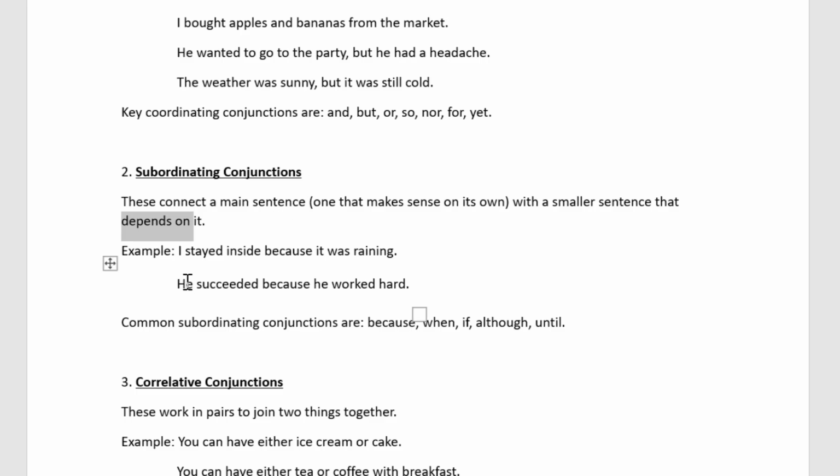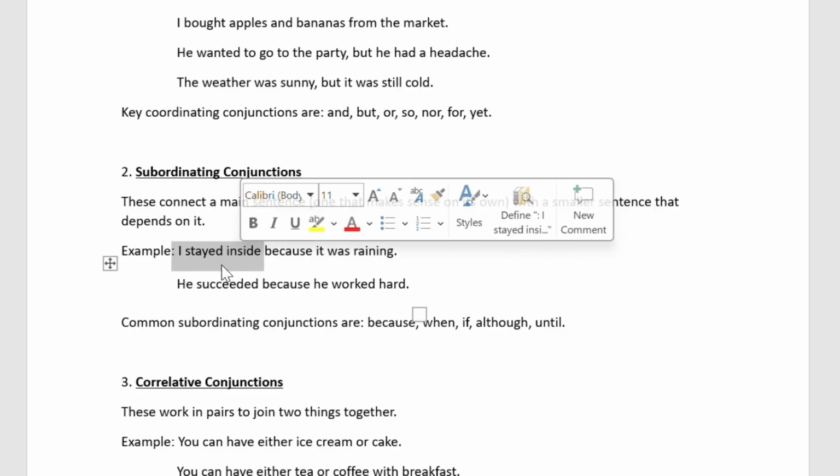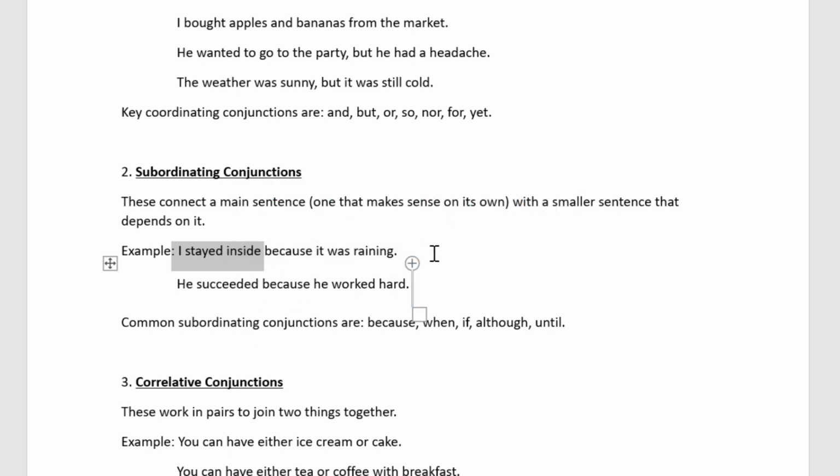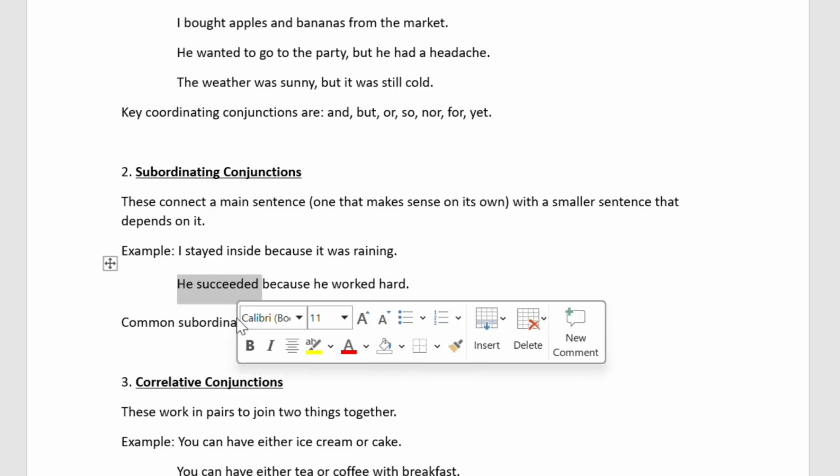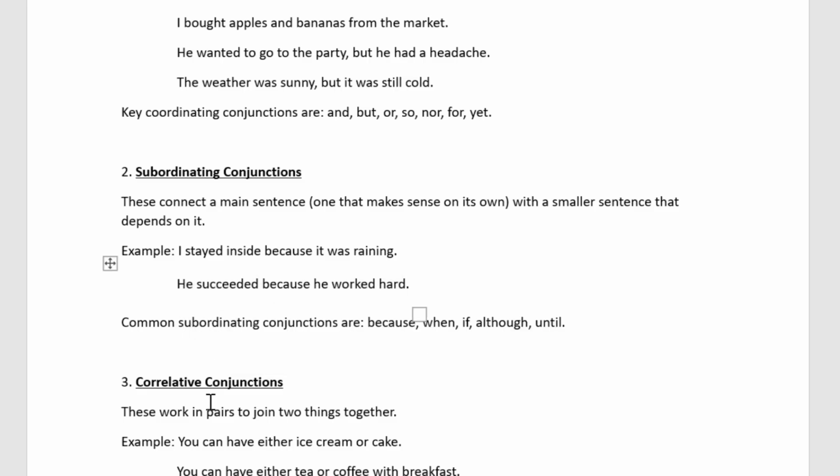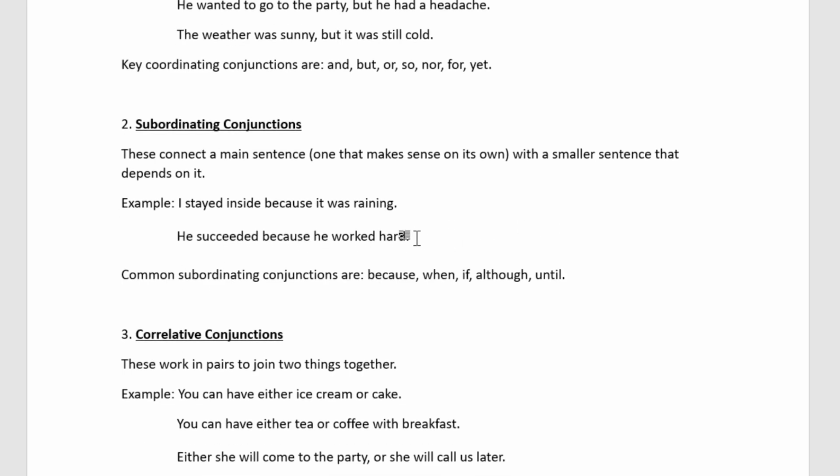Let's see some examples. I stayed inside because it was raining. Okay, I stayed inside is the main part of the sentence, exactly what you are trying to say, and then you are telling the reason why you stayed inside. I stayed inside because it was raining. Okay, he succeeded because he worked hard. So he succeeded is the main thing that you want to say, and then you are telling the reason why he succeeded. So, he succeeded because he worked hard. Okay, I think it helps. Some of the other subordinating conjunctions are because, when, if, although, until.